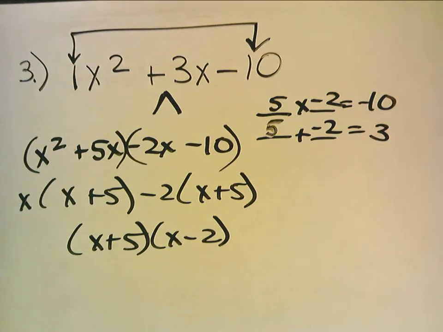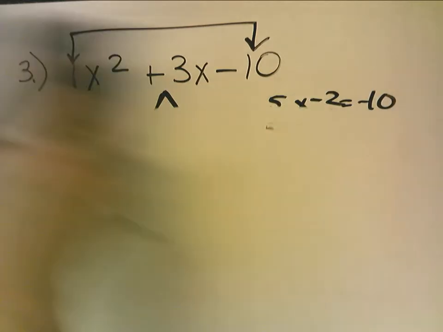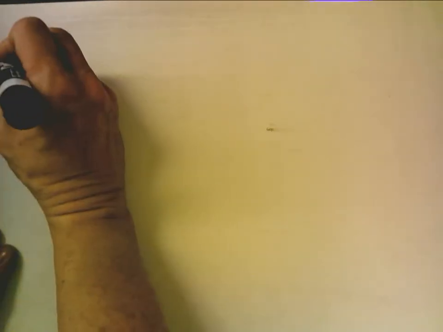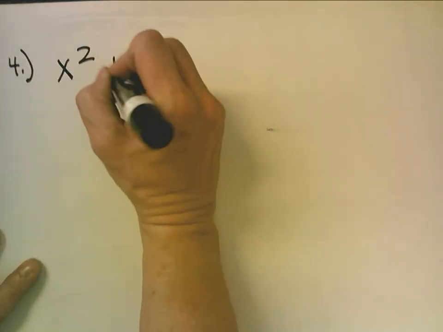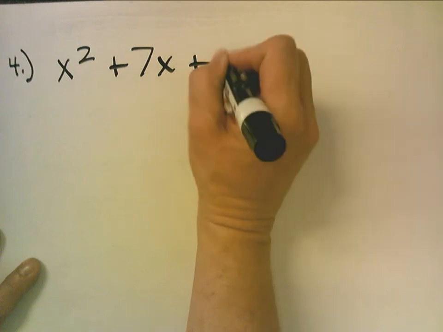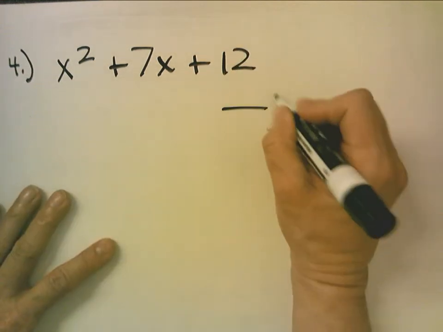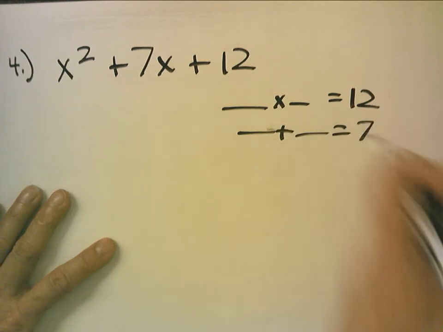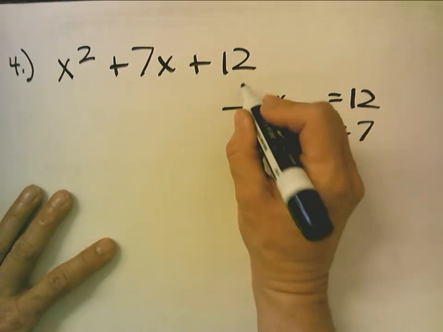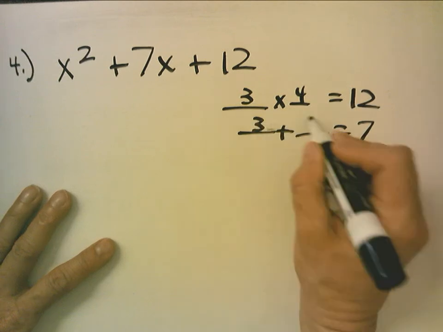Okay, so go ahead and try the next one on your own. Actually, try the next two. Stop the video, try the next two, and turn it back on, and I will do 4 and 5 for you. So number 4 is x squared plus 7x plus 12. I'm looking for two numbers that when multiplied equal 12, but when added equal 7. That would be a positive 3, a positive 4.